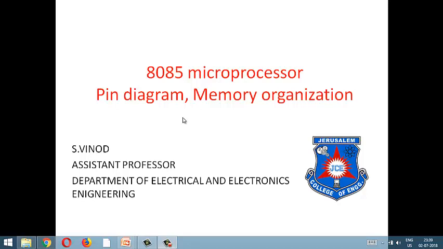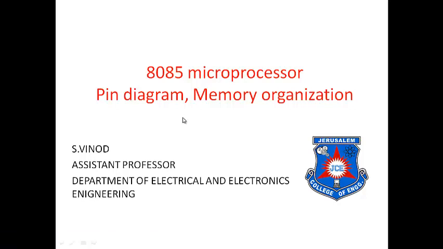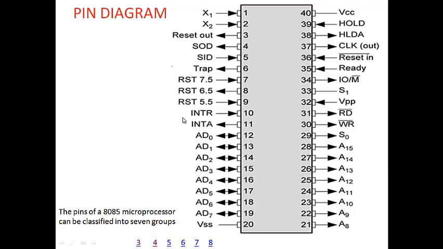Let us discuss the pin diagram and memory organization of the 8085 microprocessor. Pin diagram of 8085: it is a 40 pin IC, so it starts from 1 to 40. It has been classified into 7 groups. Let us see them one by one.